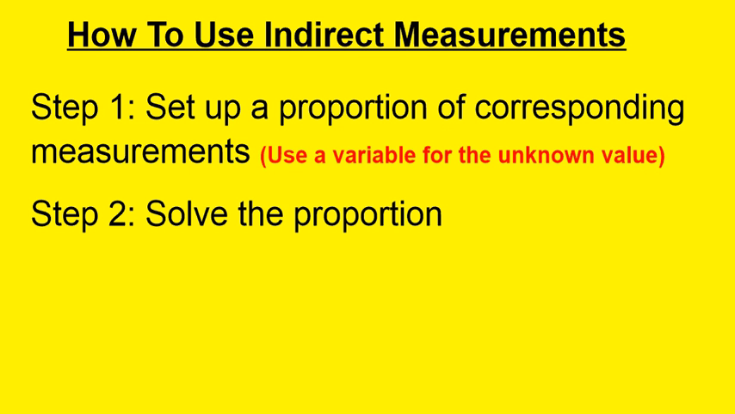Step 1. Set up a proportion of corresponding measurements. Be sure to use a variable for the unknown value. Step 2. Solve the proportion.